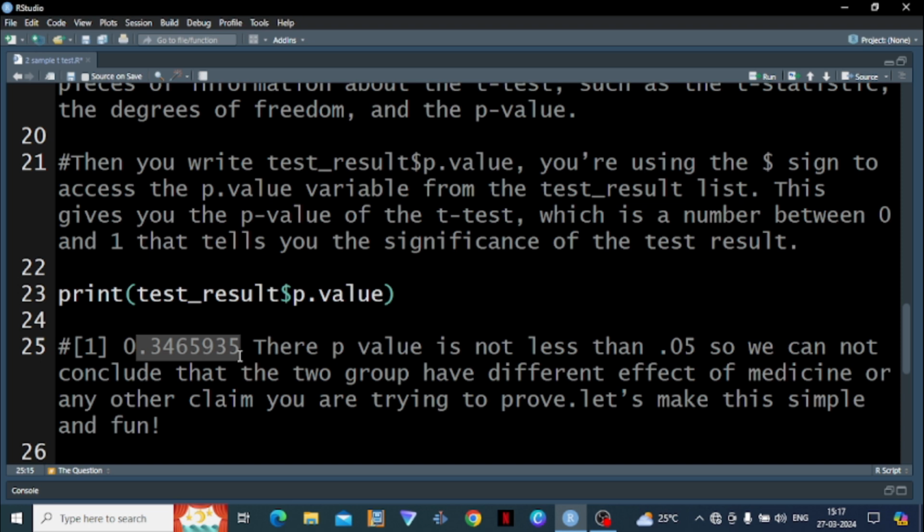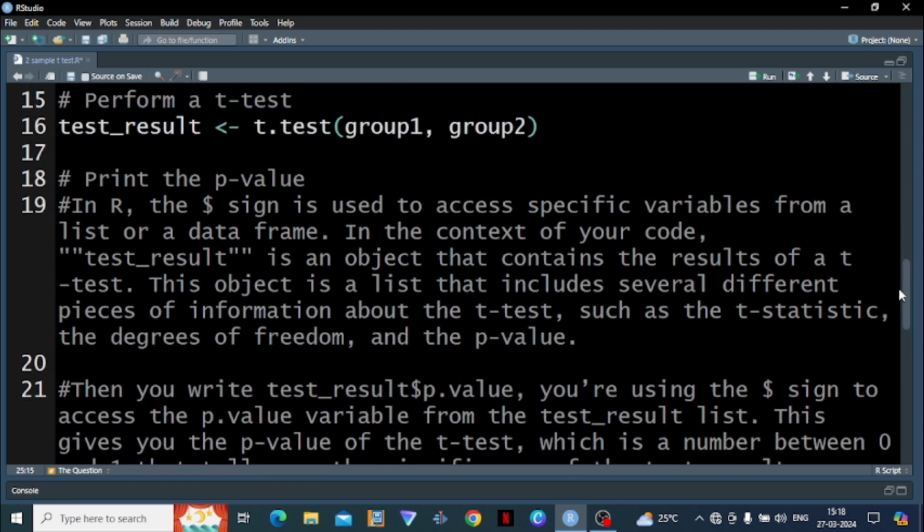That means when we say there's a difference between the two groups, we say that the medicine is working. Then only there will be a difference between the two groups, when the medicine is working. Because if the medicine is not working, it is the same as water. That means there is no difference between water and medicine. That's why the data which we collect will also be the same.